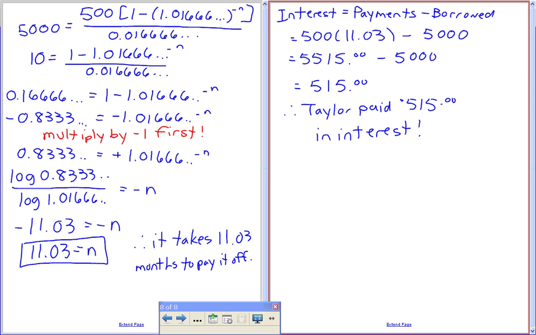Okay, so he paid 11 months. He borrowed $5,000 from Mr. Sadler, the loan shark. These are poker debts that he owed me, obviously. I'll talk to you after. We'll tell jokes after, okay?